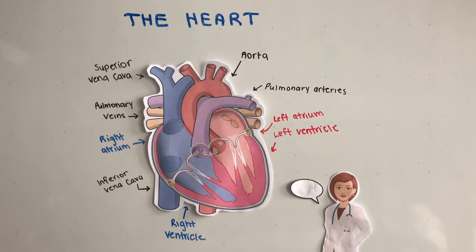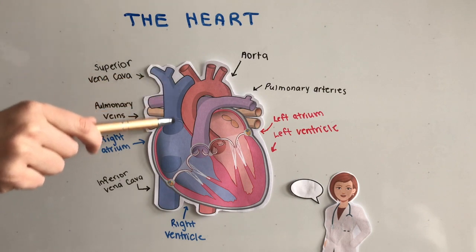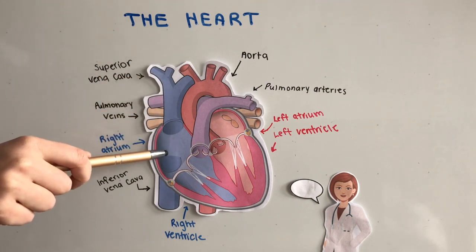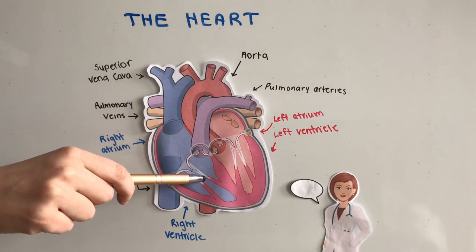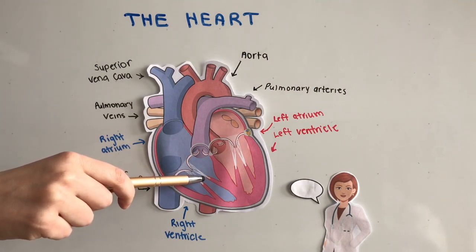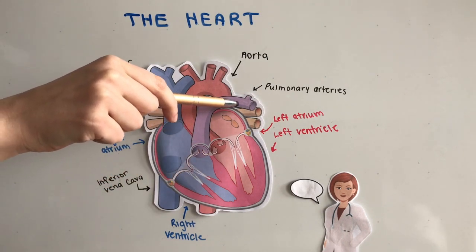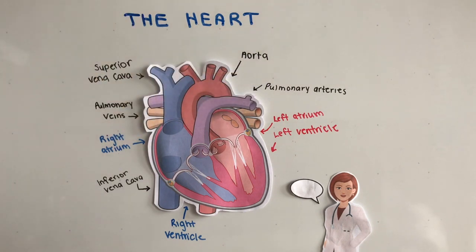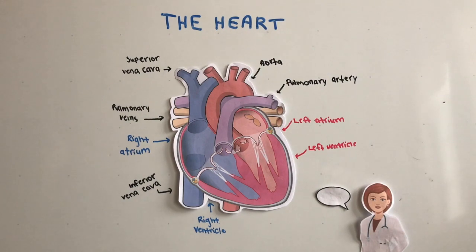The right side of the heart has a slightly different function. Deoxygenated blood from your body's organs and tissues will enter into the right atrium of the heart via the inferior and superior vena cava. The right atrium will contract, forcing blood to enter the right ventricle via the tricuspid valve of the heart. Now, the right ventricle will contract, which forces the blood to exit the heart via the pulmonary arteries. The deoxygenated blood will then travel back to the lungs to get reoxygenated.